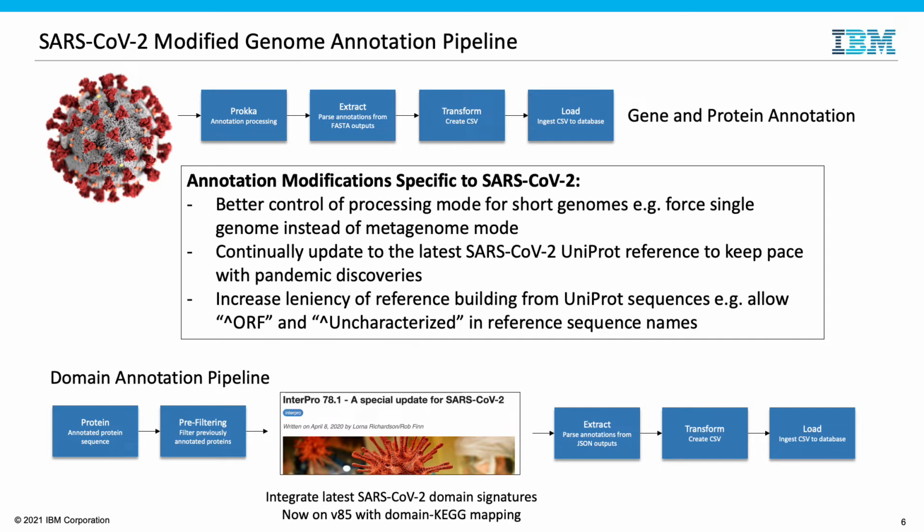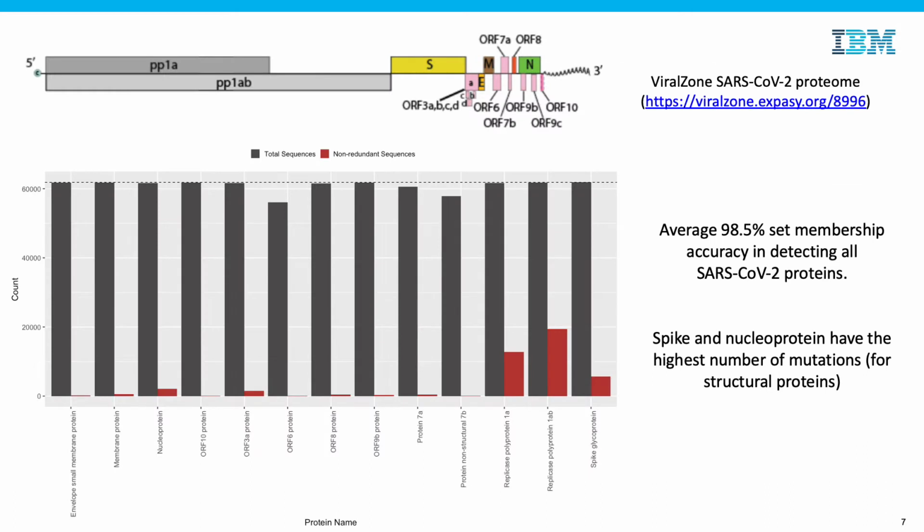Since we initially did this work, we're now on version 85, which has a huge expanse in domain to KEGG mapping, so that each of these proteins' domains can all map into the pathways that they're associated with. As it relates to identification of the different proteins for SARS-CoV-2, one metric that we are observing here is the set membership accuracy. And what that means is when you consider a SARS-CoV-2 proteome, you want to identify all of the known proteins that can be present, or that should be present in that genome.